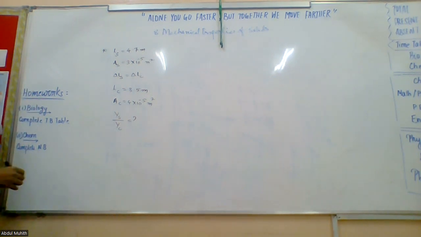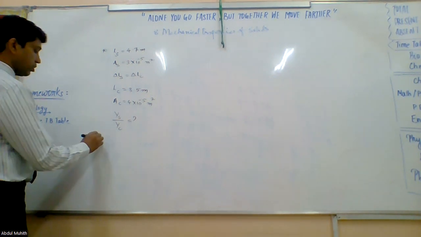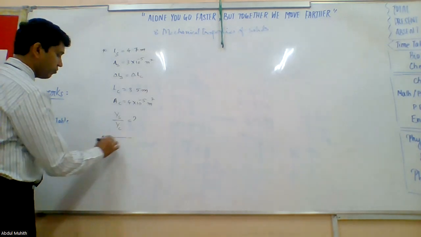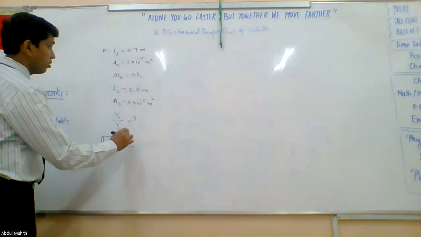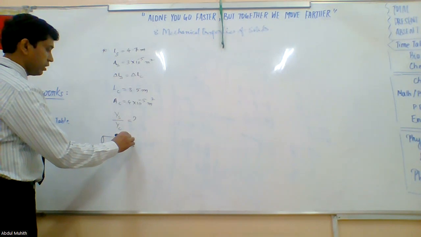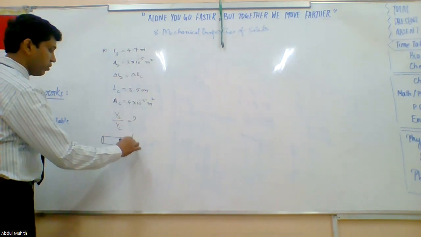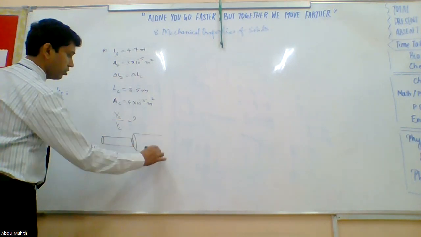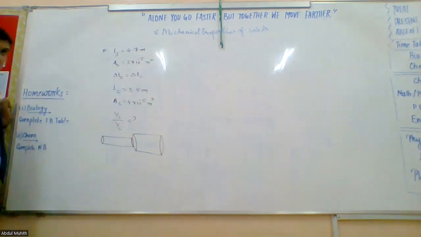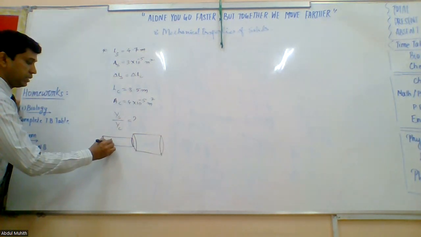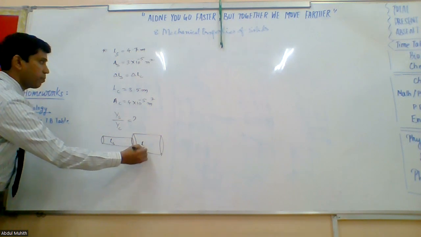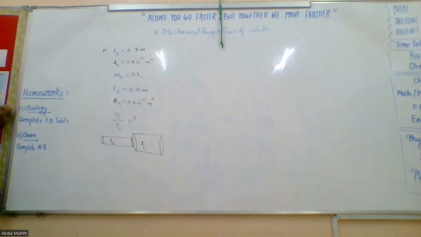Now there are two steel wires. Extension is the same. Suppose this is the steel wire, which has less cross-section area, and the other one is bigger. Understood now? So this one is steel and the other one is copper.